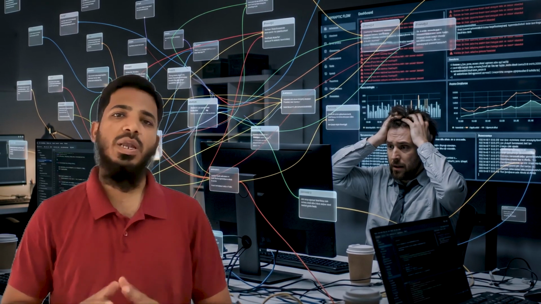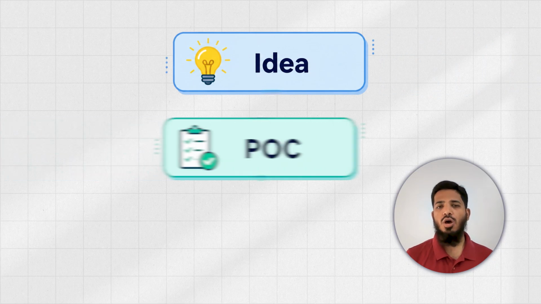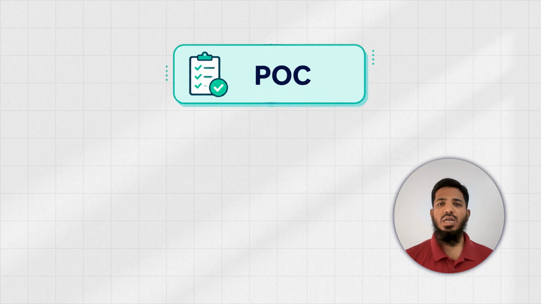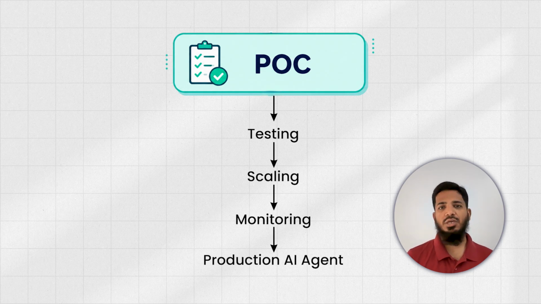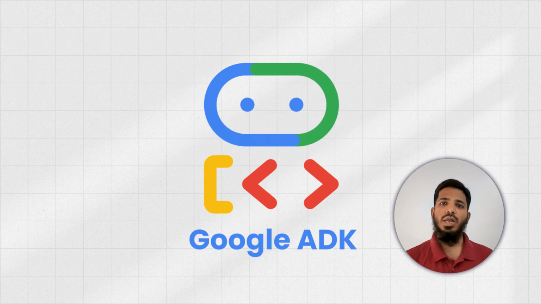Some people treat AI agents as multiple prompts coming together to solve a complex problem. And suddenly, AI agents become a list of prompts that nobody wants to maintain. Actually, building a demo or a POC is easy, but building a reliable, production-ready AI agent is a totally different thing. That's exactly where Google ADK comes in.